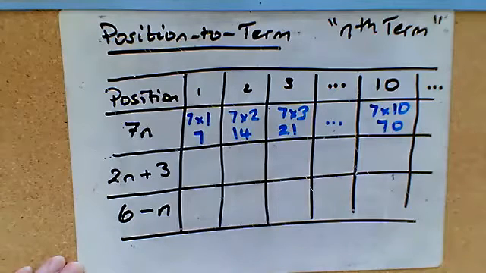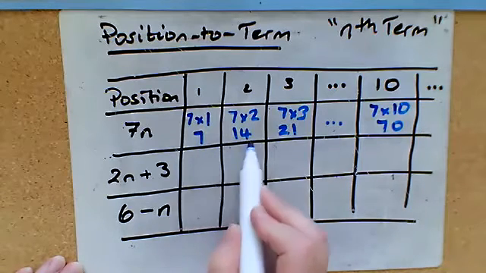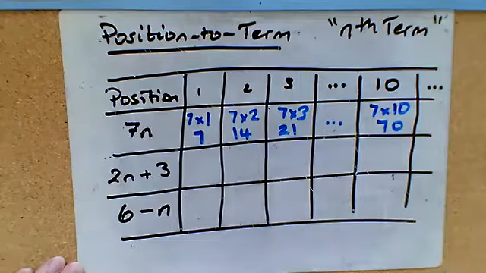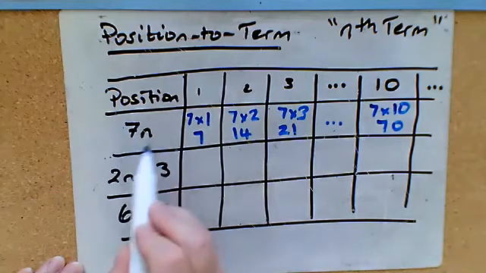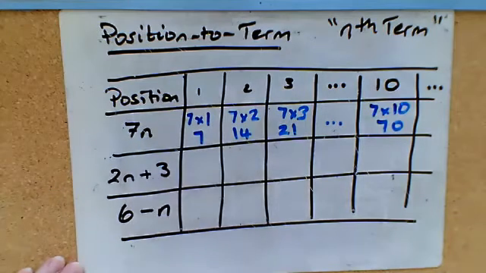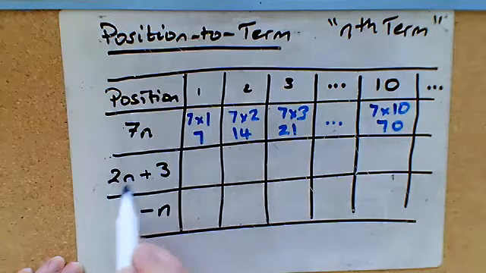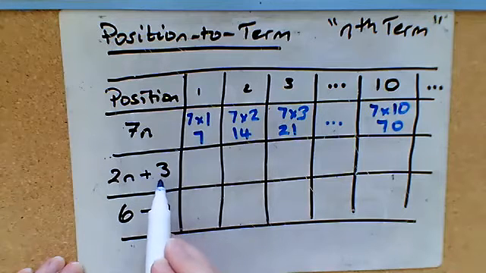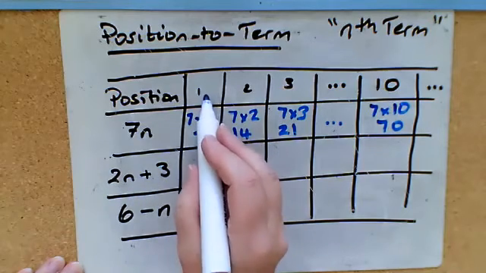Now, obviously, this is a very simple sequence. It's easy to describe it as a 7 times table. And using the nth term, that's how we would describe the 7 times table. Now, this second sequence, 2n plus 3, well, it's going to be a little bit like the 2 times table, but it's not quite the same. Let's see what happens when we substitute in.